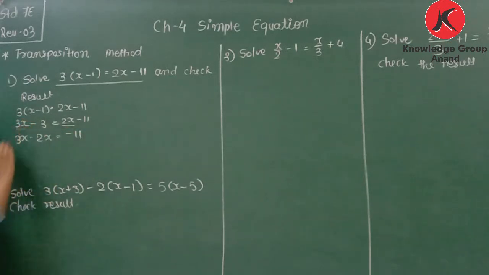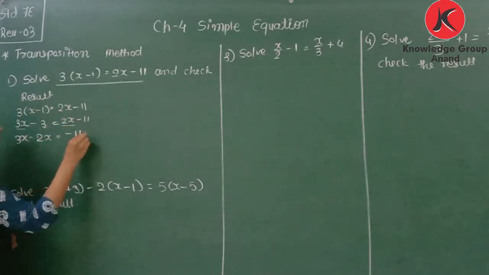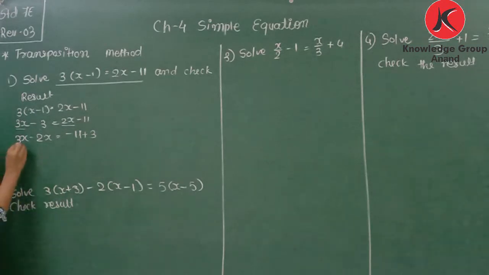Now take this minus 3 from left to right. So it becomes plus 3. Now 3x minus 2x, that is x, is equal to minus 11 plus 3, that is minus 8. Means our answer is minus 8.